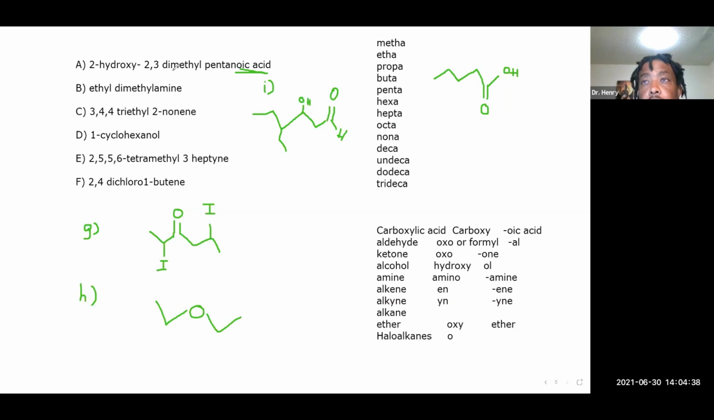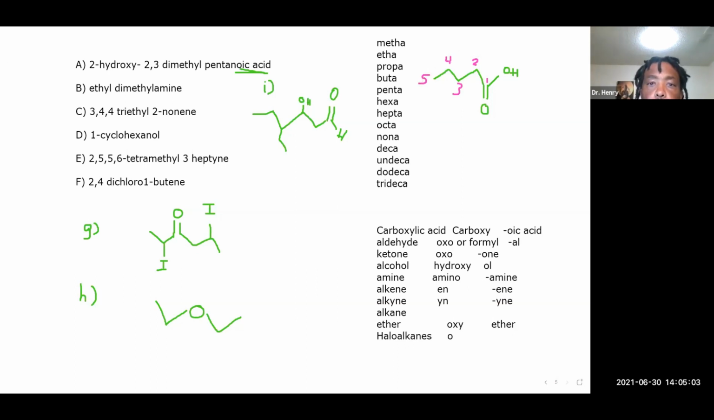Okay, so then if we count our carbons starting from there, this is 1. This is our first carbon. This is our second carbon. This is our third carbon. This is our fourth carbon. This is our fifth carbon.